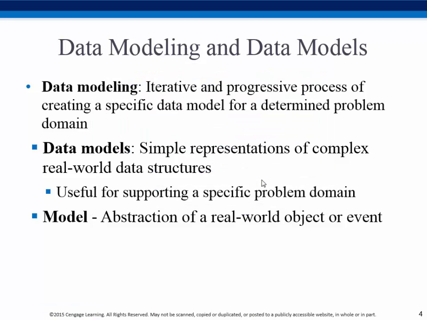So a data model is a relatively simple representation, usually graphical, of more complex real-world data structures. In general terms, a model is an abstraction of a more complex real-world object or event. A model's main function is to help you understand the complexities of the real-world environment. Within the database environment, a data model represents data structures and their characteristics, relations, constraints, transformations, and other constructs with the purpose of supporting a specific problem domain. Okay, so your data modeling and your models are used. You have a real-world problem and you model a solution to the problem.